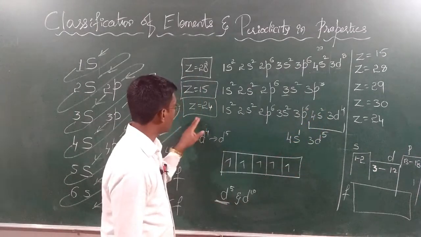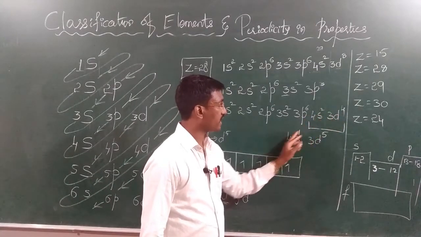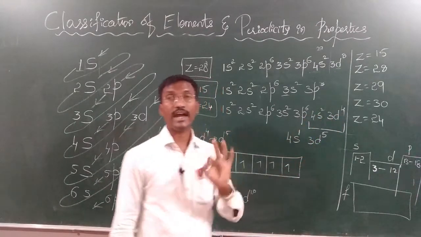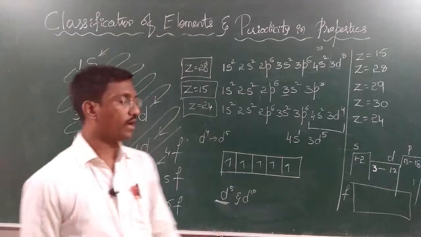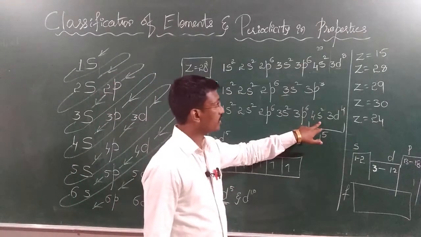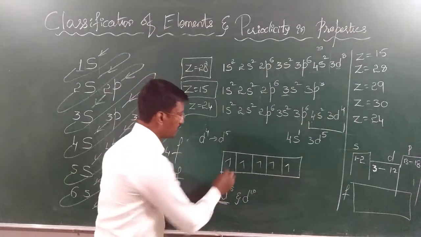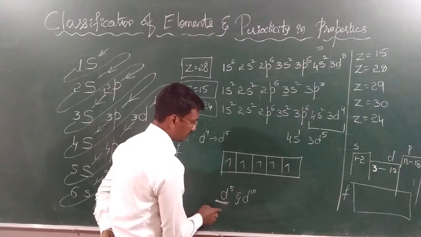For that reason, at 24 it is 4s2, 3d4, but we have to write that as 4s1 and 3d5 only. The same thing also happens at 29, because in 29 the electronic configuration is 4s2, 3d9.